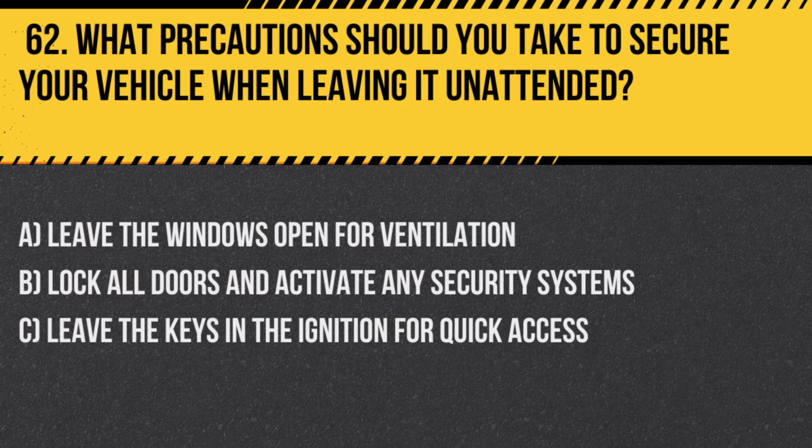Question 62. What precautions should you take to secure your vehicle when leaving it unattended? A. Leave the windows open for ventilation. B. Lock all doors and activate any security systems. C. Leave the keys in the ignition for quick access. Answer B. Lock all doors and activate any security systems. Securing your vehicle properly can prevent theft and unauthorized access.